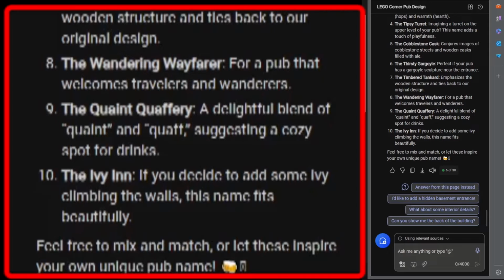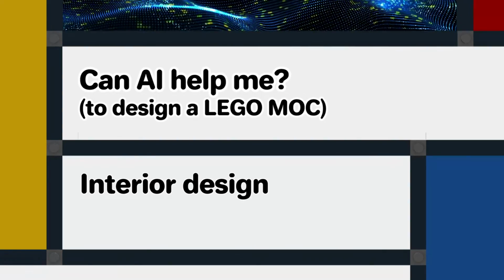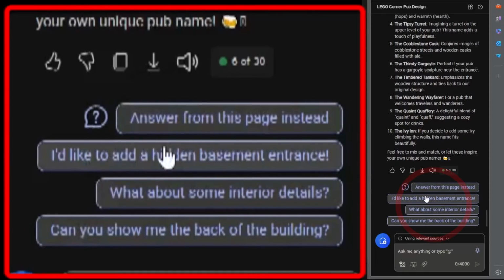I could continue the dialogue and ask for some better ideas for names, but I think you get the idea. So the AI's made some suggestions here, like adding a hidden basement entrance again, or what about some interior details, or can you show me the back of the building? So let's see what it thinks would be interior details for such a pub.